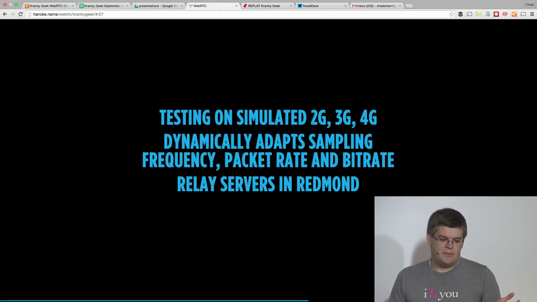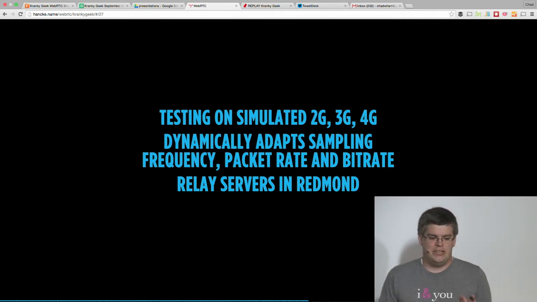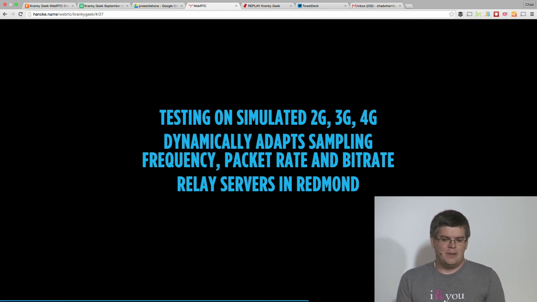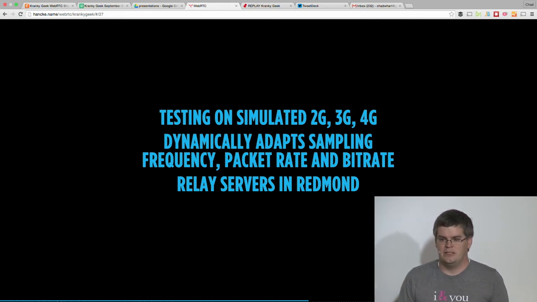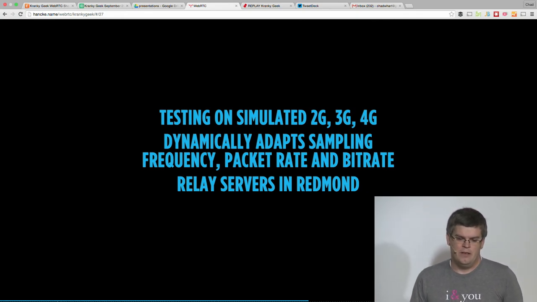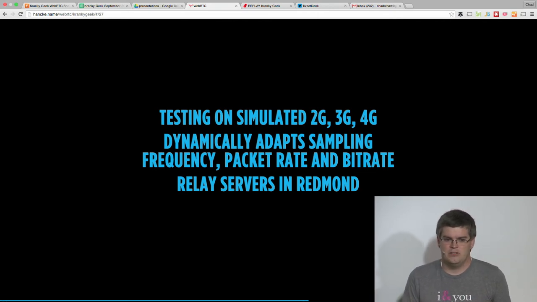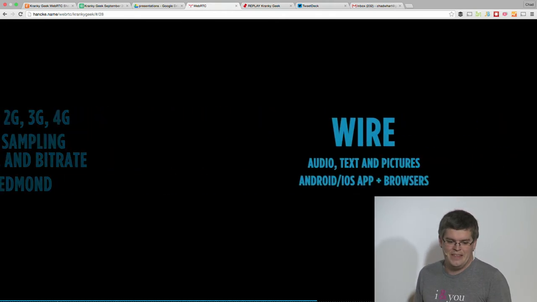And it was summer in Sweden. Sash had lots of time. We did some calls, and we were testing on simulated 2G, 3G, and 4G networks. And we found that Skype really dynamically adapts things like the sampling rate, the packet frequency, and the bit rate to those network conditions. That's very impressive. What we also found is that despite us being in Europe, it used a relay service in Redmond, which doesn't make sense, to optimize one thing and not the other.